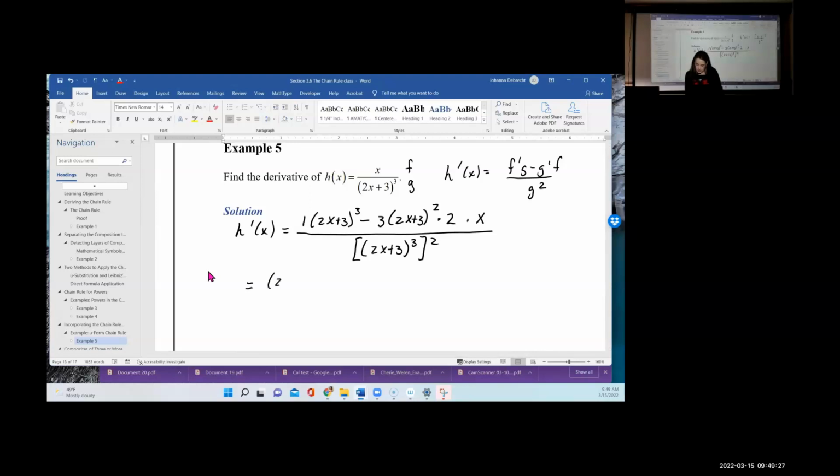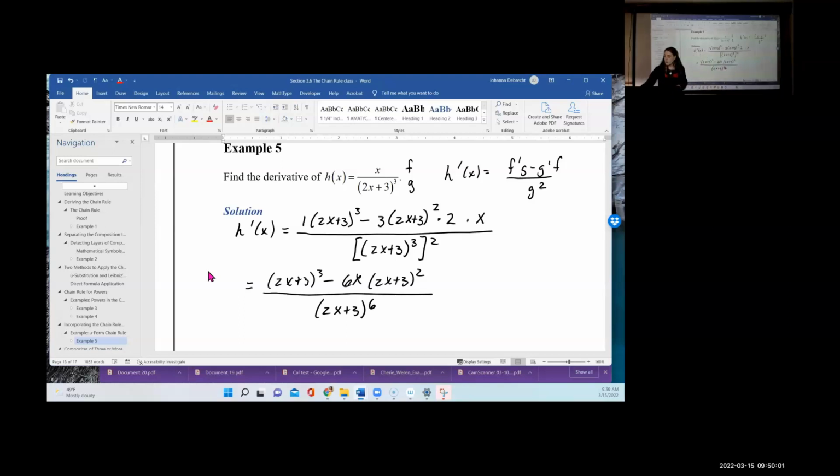So this becomes (2x + 3) to the third power minus, now you kind of have to pick out the single term factors, 3, 2, and x. So 3 times 2 is 6, times x gives me 6x. And then I've got a (2x + 3) quantity squared, all divided by (2x + 3) quantity to the 6th.